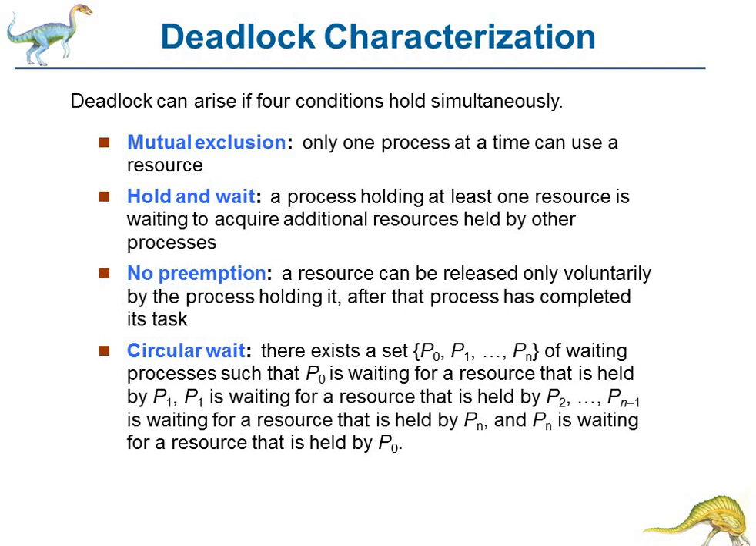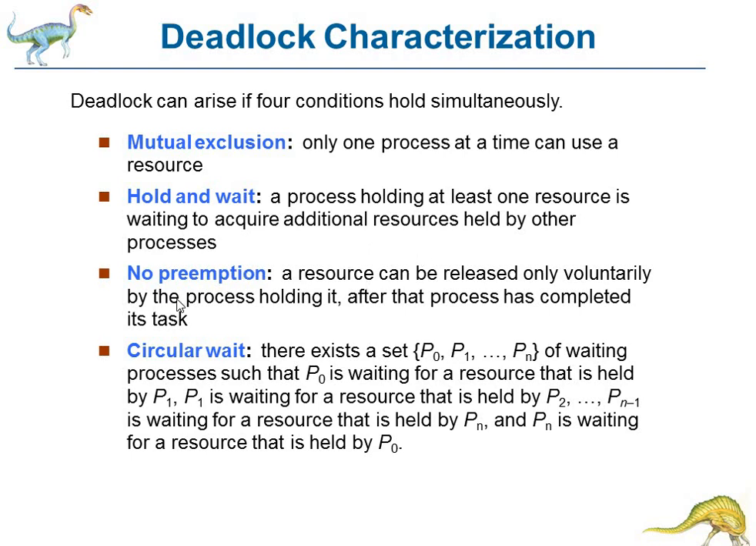Then, what is the characterization of deadlock? Four conditions must hold simultaneously. First one is mutual exclusion. That means only one process at a time can use the resource. Then the second one is hold and wait. A process holds one resource and waits for another resource. That situation is called hold and wait.